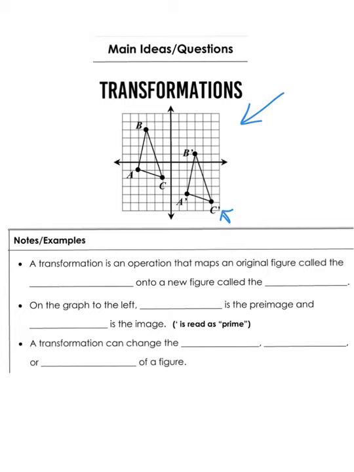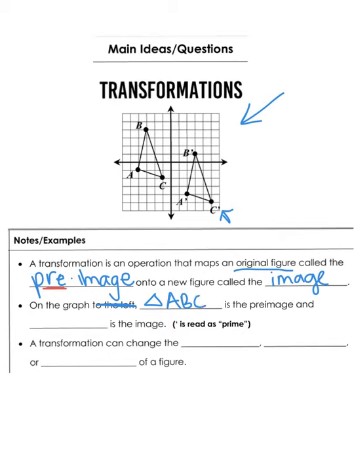A transformation is an operation that maps an original figure, which is called the pre-image, so you're going to want to write that down, onto a new figure, which is called the image. If you think about what pre means, pre kind of means prior or before. So before we do a transformation, that pre-image is the original, and when we do a transformation, it creates the image.